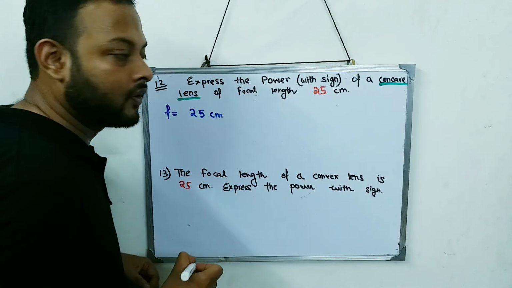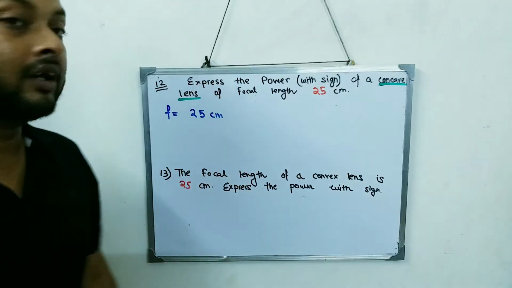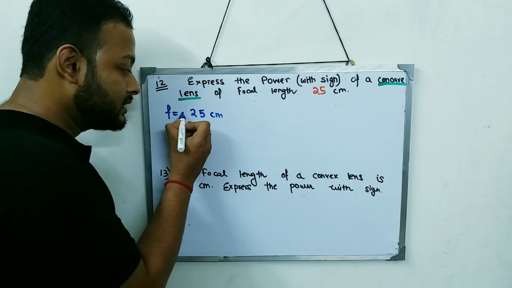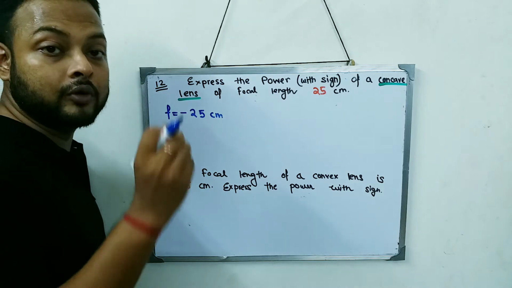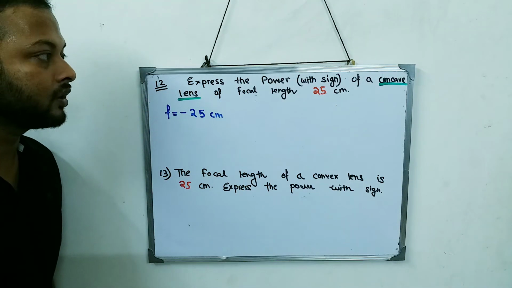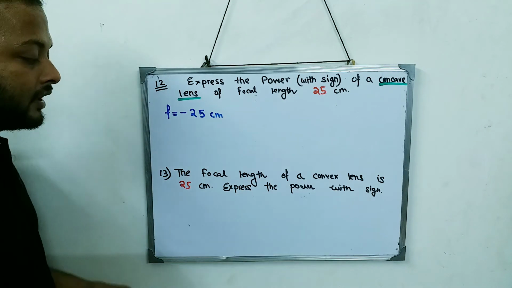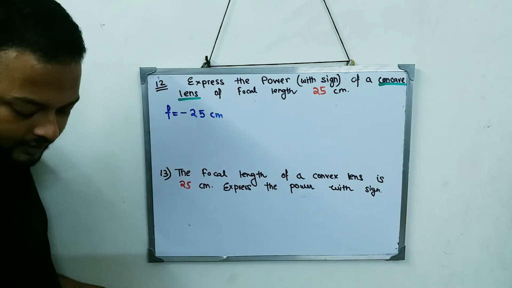Of course, this focal length is 25 centimeter. But since it is a concave lens, this value is negative. This part you have to be very careful about during the exam also. Since it is a concave lens, my focal length of 25 centimeter will be negative. Similarly, you can do it over here.